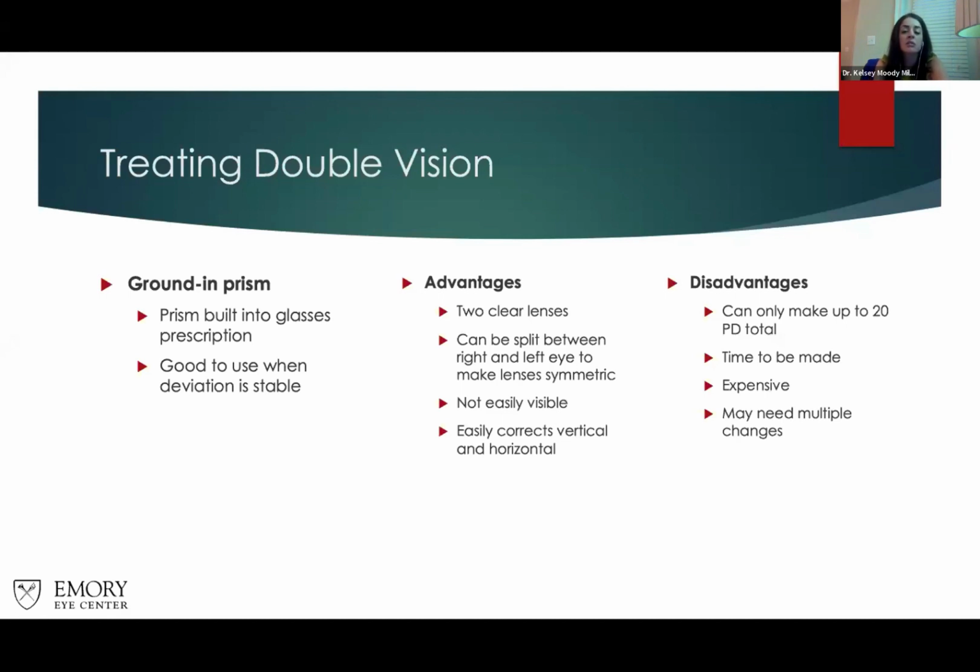And they may also need multiple changes to the glasses. I always bring these patients back because sometimes what we get in the exam room doesn't correlate to what they need in real life, and we might have to make a change. And because of that, you always want to bring these patients back in about 4 to 6 weeks so that you can readdress that.